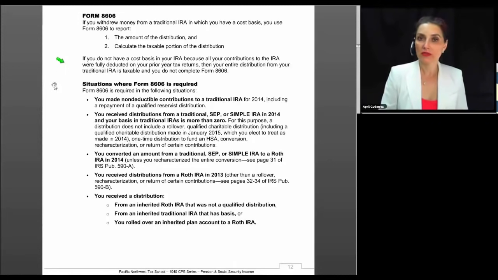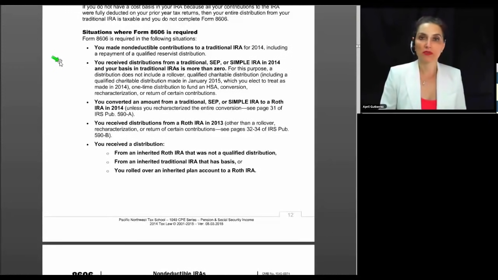So the only time you complete 8606 with respect to distribution is when you know that you have a cost, because you're going to use Form 8606 to determine what portion of the distribution is not taxable because of that return of cost. So let's look at a list of situations where Form 8606 is required. Firstly, you made non-deductible contributions to a traditional IRA for the year, or you received distributions from a traditional, SEP, or simple IRA during the year, and your basis in traditional IRAs is more than zero.